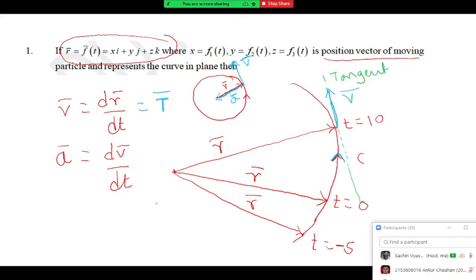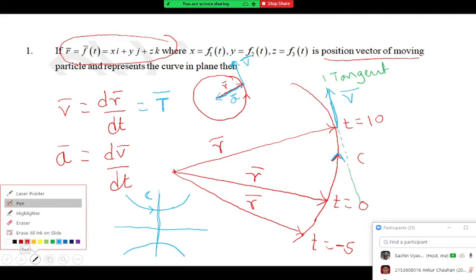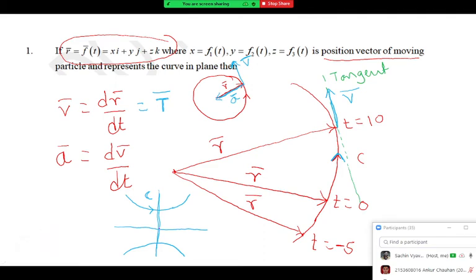But suppose we have a hyperbola. I will draw a rough sketch of a hyperbola here. So this is one branch of the hyperbola, and the other branch is somewhere here. Suppose the particle is moving on this curve C, on a hyperbola. At any point P, the position vector will look like this. So say this is the position vector r bar, the position of the particle.